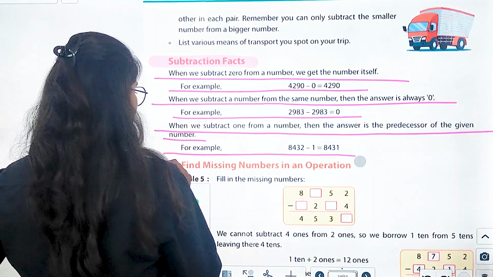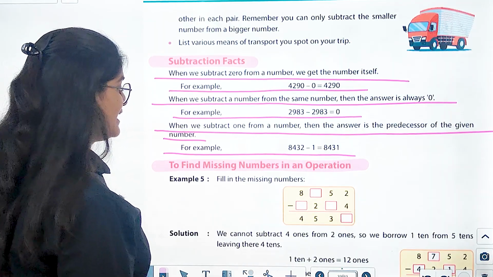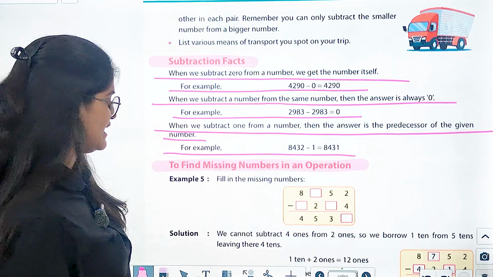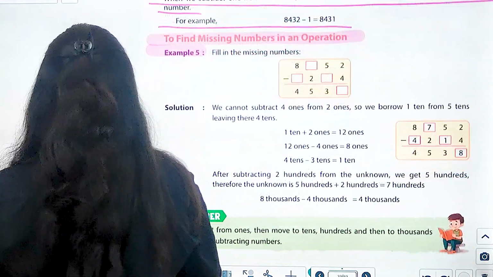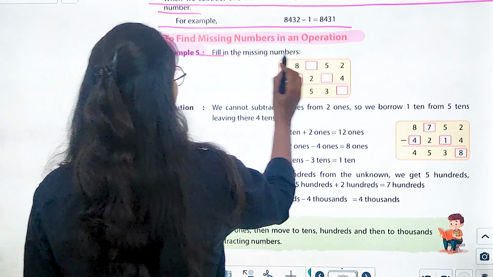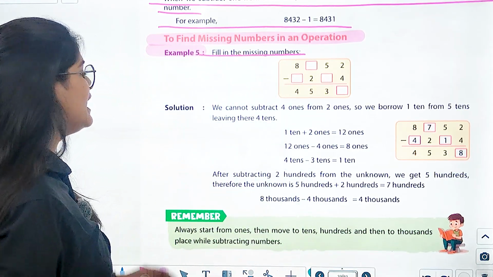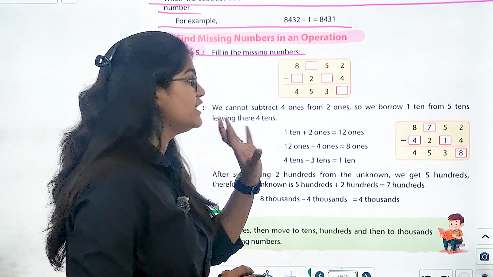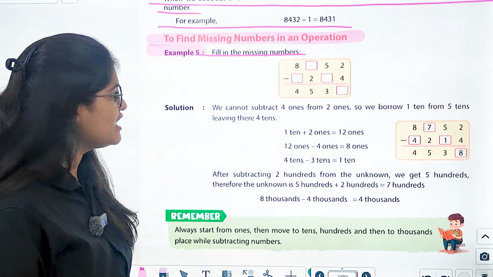नेक्स्ट, टू फाइंड मिसिंग नंबर्स इन एन ऑपरेशन. एक ऐसा ऑपरेशन जिसमें हम मिसिंग नंबर्स को फाइंड आउट कर सकते हैं. सो लेट्स सी हाउ इट इज डन. So example 5, fill in the missing numbers. So अब हमें missing numbers पता लगाने हैं. How we can do it? We can see कि यहाँ पर कुछ blocks बने हुए हैं जिसमें कोई भी number नहीं है. We simply have to find out these numbers.